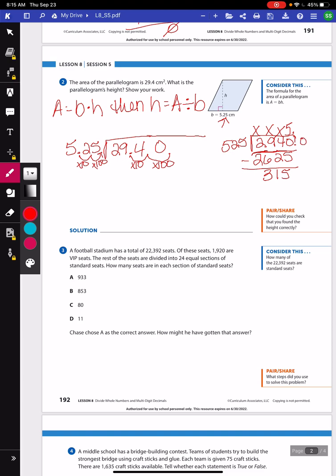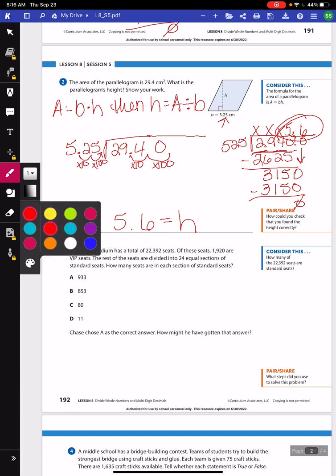Now, I have to add a 0, bring it down. 525 can go into 3,150 6 times. 6 times 525 is 3,150. I subtract, and I get 0. Nothing else to bring down, so I am done. So my answer is 5.6 equals the height. And that would be 5.6 centimeters.